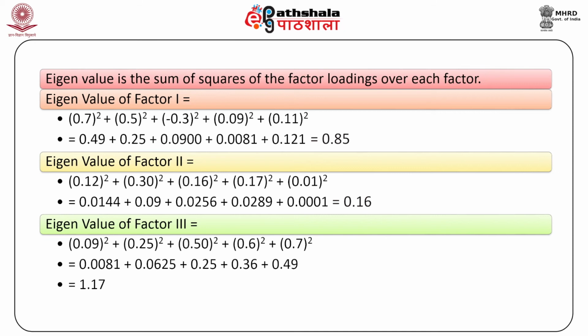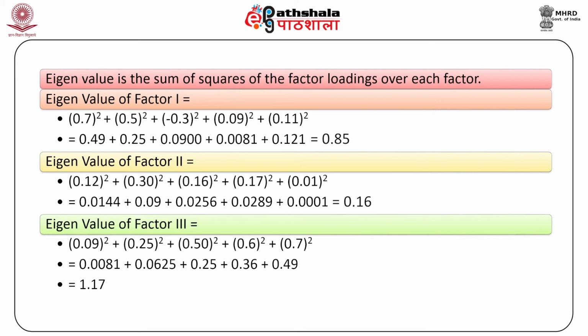Eigenvalue of factor 2 is equal to 0.12 square plus 0.30 square plus 0.16 square plus 0.17 square plus 0.01 square. This is equal to 0.0144 plus 0.09 plus 0.0256 plus 0.0289 plus 0.0001, which is equal to 0.16.